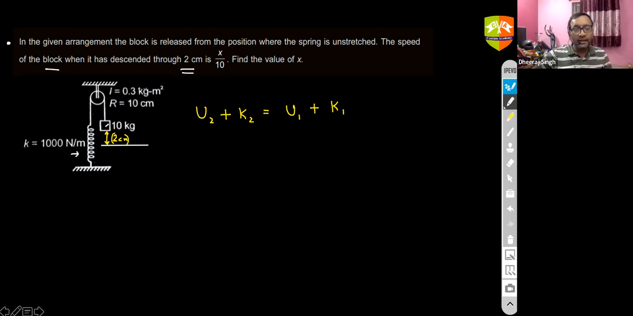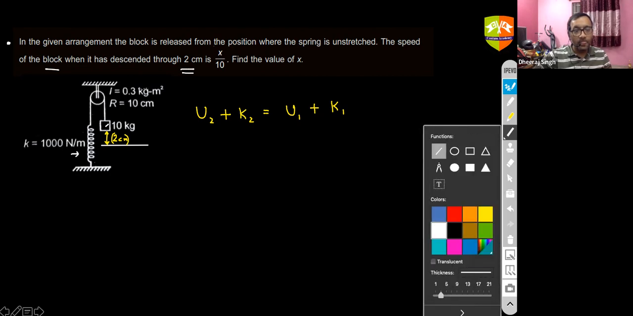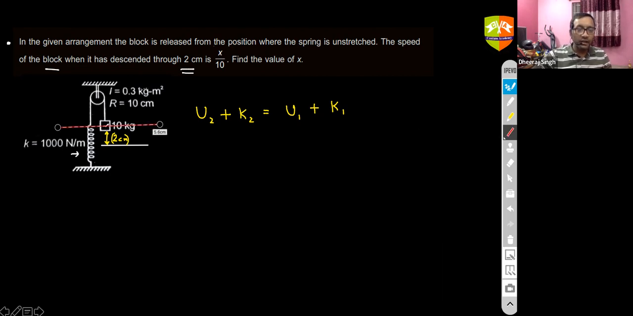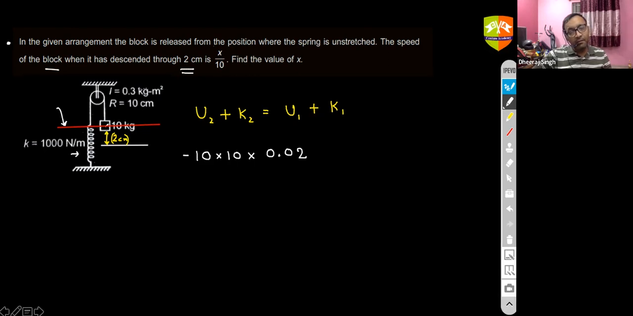So let's say the initial gravitational potential energy about this red line is zero. That is our reference line. So U2 is minus 10, g is also 10 let's say, mgh, 0.02. This is the final gravitational potential energy plus how much the spring will be extended? Will it be the same thing? So 0.02 whole square. So this is the final potential energy.